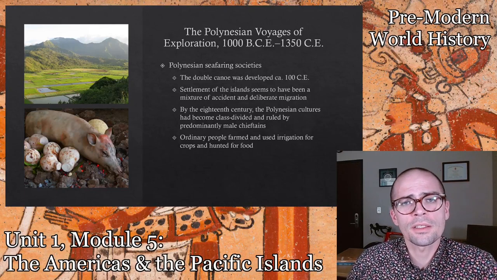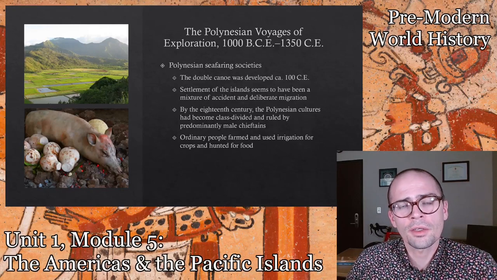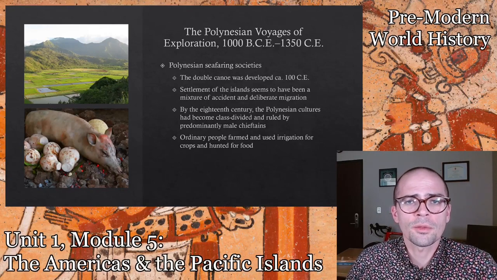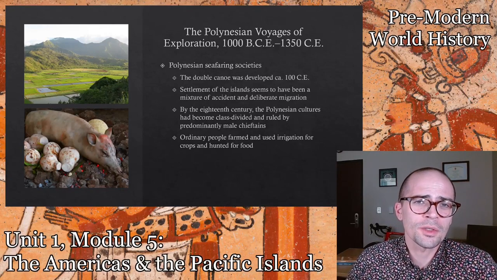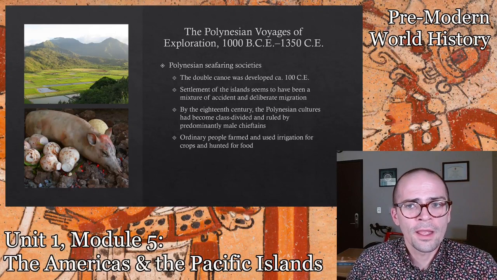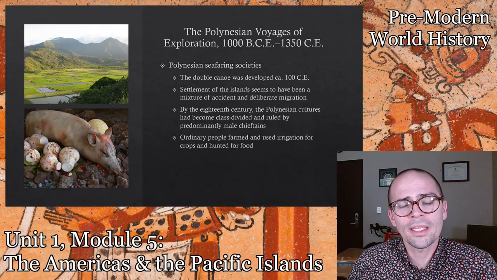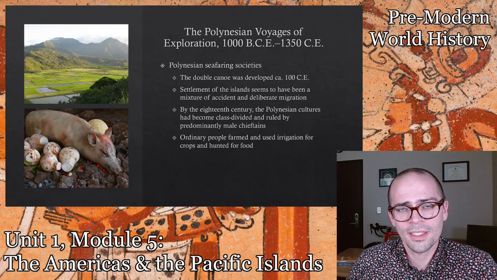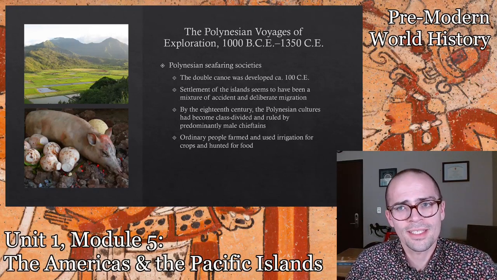The problem is that early in the human record, it's going to be made of wood, and it's going to be very thin so it can float, which means it's going to disintegrate pretty quickly when we're looking at time on the scale of millennia. We do, however, know when the double canoe was invented, and that's about 100 CE.